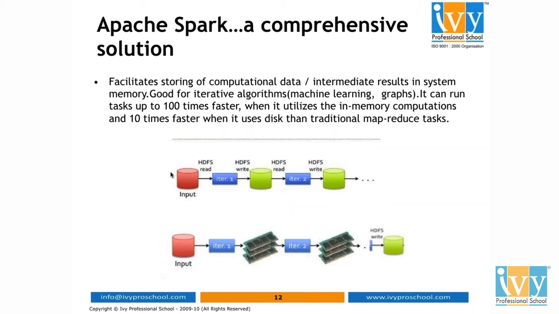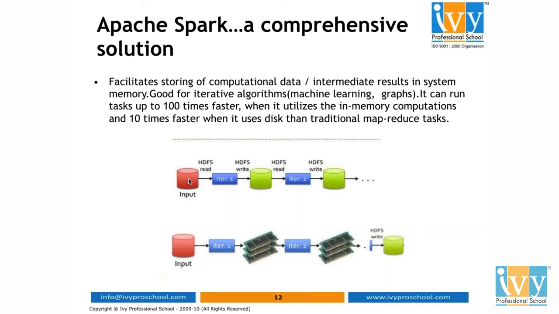So the difference between MapReduce and Spark, this diagram will show you. Why is Spark faster than MapReduce? This diagram will give you the answer. Spark does in-memory computation. What does in-memory computation mean?